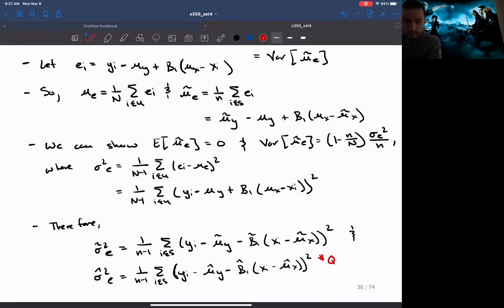And this is Q4, I think. Maybe it's Q5, I should check that. But that's the equation that we need for the regression estimator on assignment number 4. I just want to make sure I have the number right here. So that's going to be Q4.